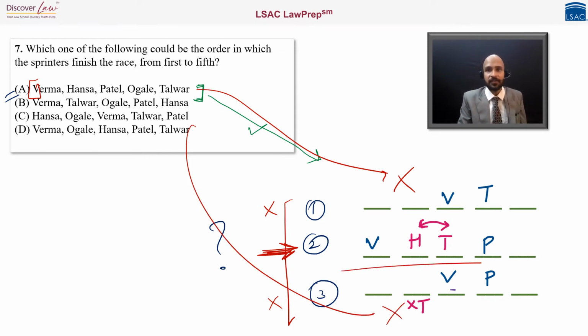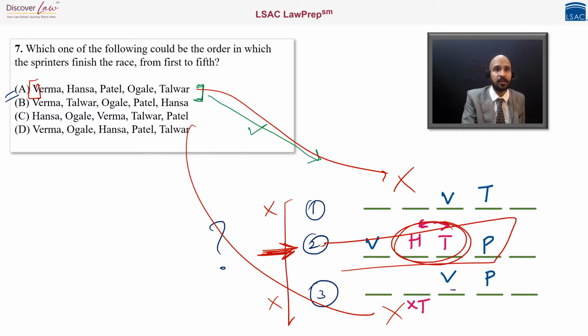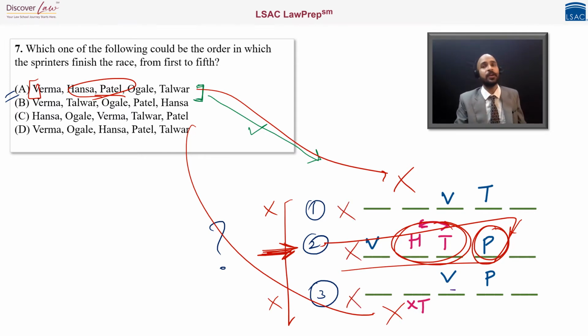Let us see if it's possibly true here. You can see that in the second and third positions here you have H and T, whereas here you have H and P, and we know that P is supposed to be in position 4 according to this case. Therefore we know that A has failed in all 3 cases. A is not true here, not true here, not true here. Therefore A is not the answer.